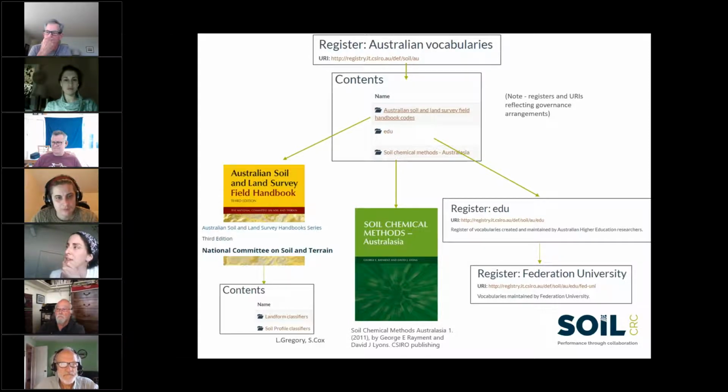So the register is Australian vocabularies, and then you go down, it reflects the governance arrangement. So you've got the yellow book there, which is in the domain of the National Committee on Soils and Terrain. Then you've got the soil chemical methods, which comes up with governance discussions that are happening at the moment. So that will be a different group, we imagine, governing that and any changes to that into the future. Then we created a register EDU, and that's where we're creating Federation University vocab at the moment.